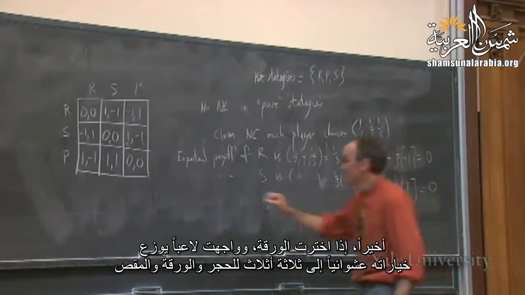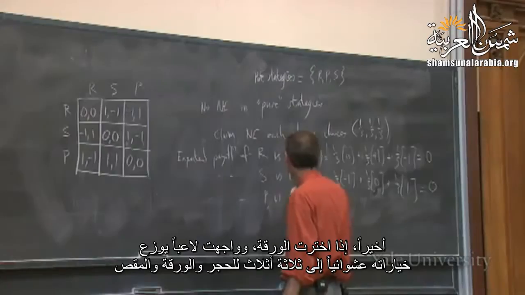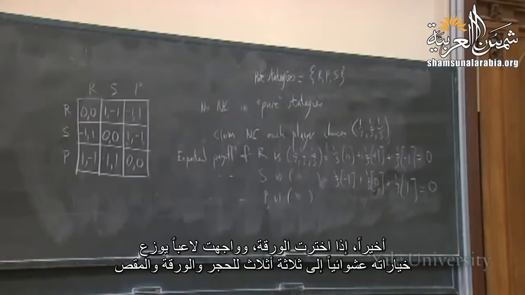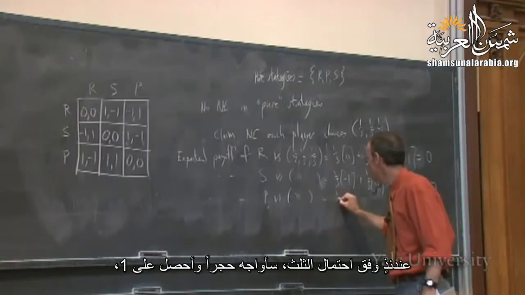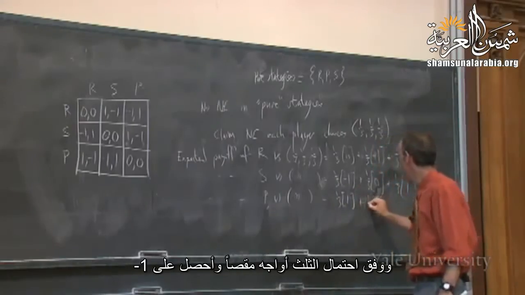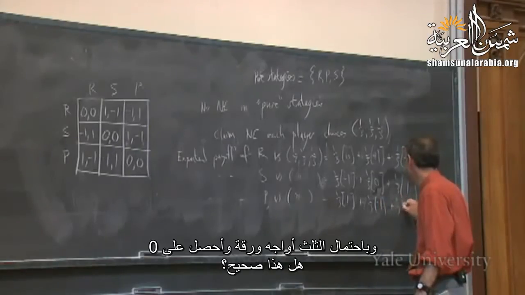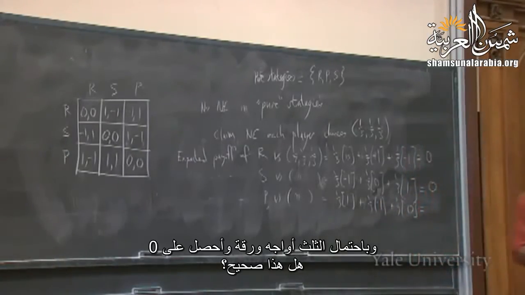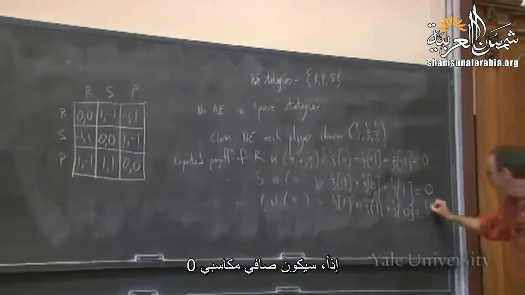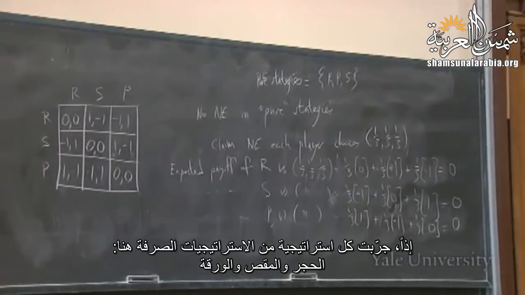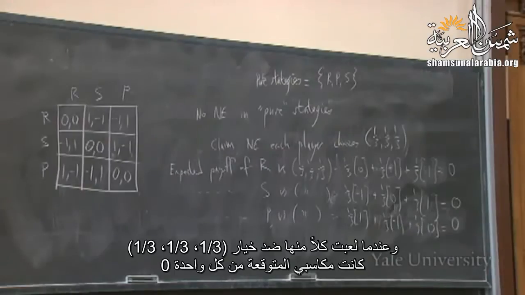All right? And finally, if I played paper, and once again, I'm going to meet somebody who is in fact randomizing a third, a third, a third over rock, paper, and scissors, then with probability a third, I'll meet a rock and get 1. With probability a third, I'll meet scissors and get -1. And with probability a third, I'll meet paper and get 0. Is that correct? Everyone happy with that? And so it'll net out at 0. So each of the pure strategies here, rock, scissors, and paper, when they play against a third, a third, a third, they yield an expected payoff of 0.